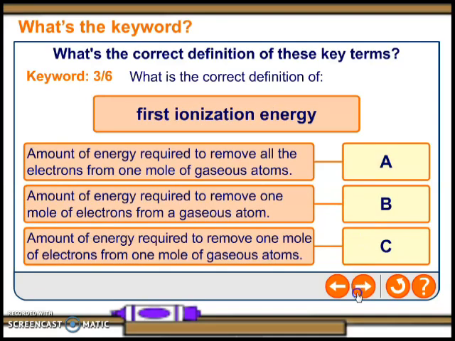Next, number 3. What is the correct definition of first ionization energy? A. Amount of energy required to remove all the electrons from 1 mole of gaseous atoms. B. Amount of energy required to remove 1 mole of electrons from a gaseous atom. Or letter C. Amount of energy required to remove 1 mole of electrons from 1 mole of gaseous atoms.